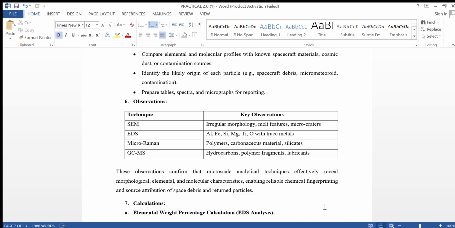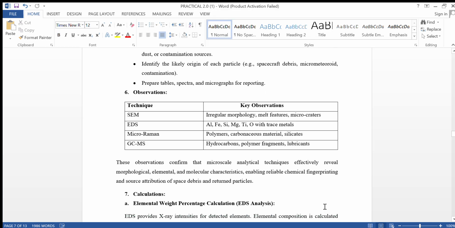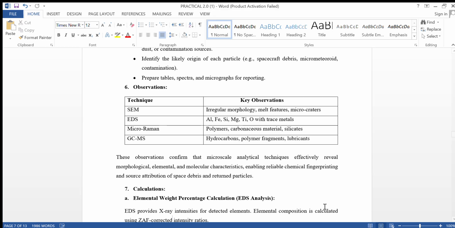oxygen with trace metals; micro-Raman, polymer, carbonaceous materials and silicates; GCMS, hydrocarbons, polymer fragments, and lubricants. These observations confirm that microscale analytical techniques effectively reveal morphological, elemental, and molecular characteristics, enabling reliable chemical fingerprinting and source attribution of space debris and return particles.